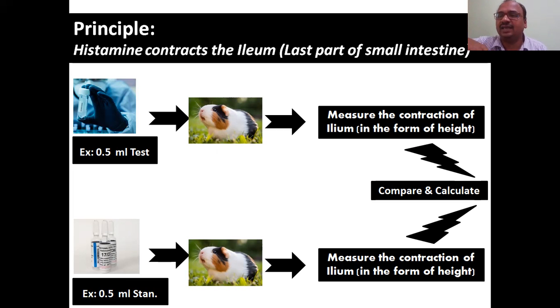I told you already, you know the kymograph. In the kymograph, when the ileum contracts with the help of histamine, the line will be there, and when it contracts, it comes up like this. You will get a curve on the kymograph graph paper, and you have to measure that height. The higher the contraction, the higher the height of the curve. So measure the contraction of the ileum in the form of height.